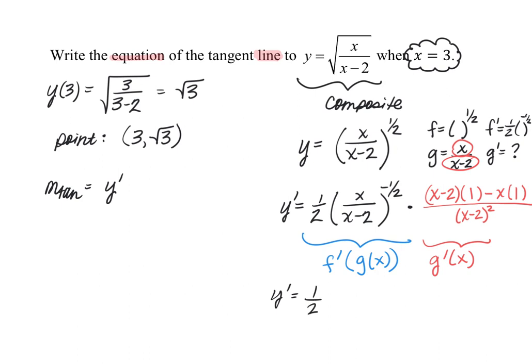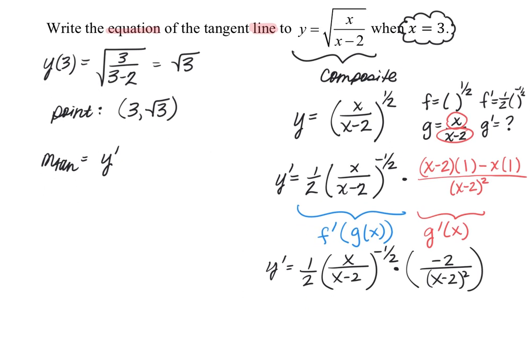So we have 1/2 times the quantity x divided by x minus 2, all raised to the negative 1/2 power. And then what I have in red here is really going to just be x minus 2 minus x. So the x's will subtract out, and we'll end up with the minus 2 divided by x minus 2, the quantity squared. Now we can simplify quite a bit here.